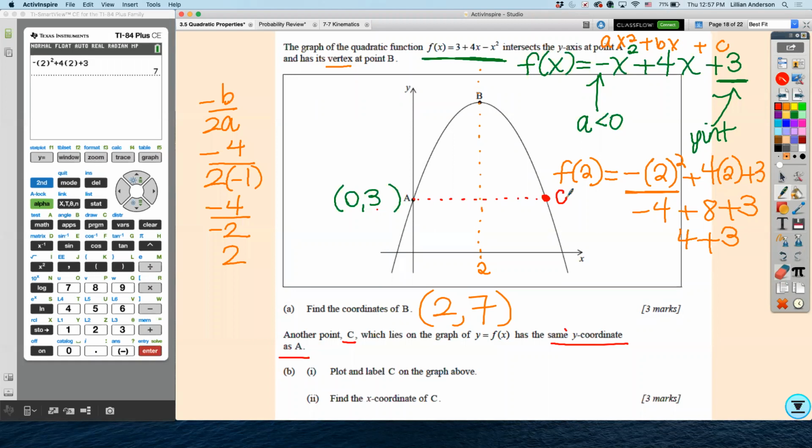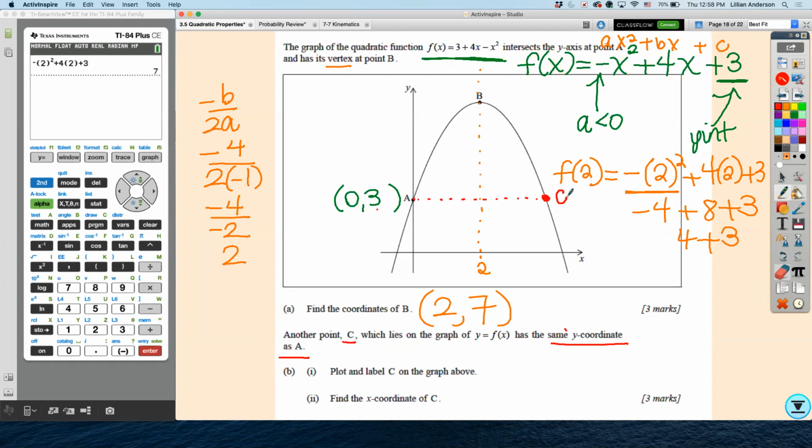It has the same y coordinate, which means it lies on the same y line as A does. And to get C's x coordinate, you plug in a y for that equation. That is one way that we can find the x coordinate of C, by plugging in 3 for y and solving the equation.